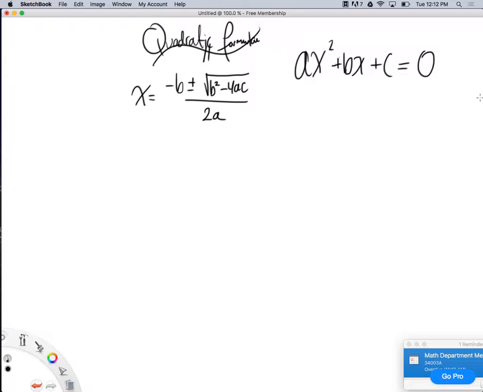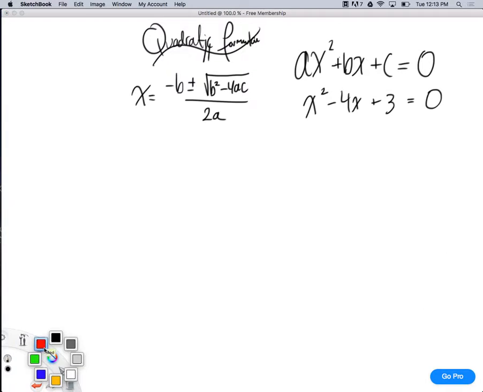So this is our quadratic formula, and this is when we use it, when we have ax squared plus bx plus c equals 0. Is that clear? Okay, so you had your bell ringer, but let's use that as an example. We have x squared minus 4x plus 3 equals 0.